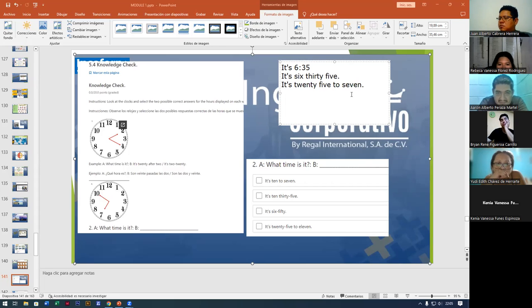Pero así como mencionábamos que faltan 40 para las 11, por ejemplo. Ajá, so 35, para, o sea, sí se puede. Se puede utilizar, pero no es común utilizarlo, porque generalmente se utiliza la menor cantidad de minutos para que llegue a la siguiente hora. Ya me quedó claro.